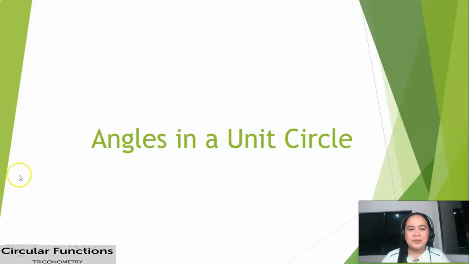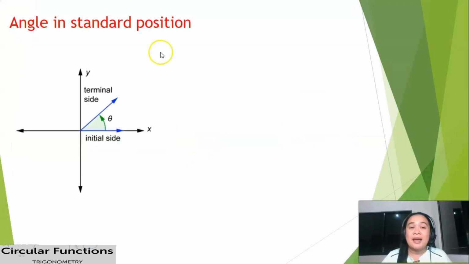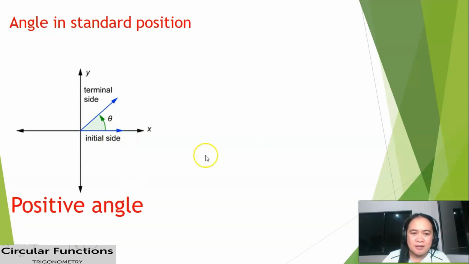Hello everyone, in this video we will learn about angles in a unit circle. To begin with, let's review angles in standard position. This is an angle in standard position. The initial side is located on the x-axis, the rotation ray is moving counterclockwise, and the terminal side of the angle is located in the first quadrant. This is an example of a positive angle.